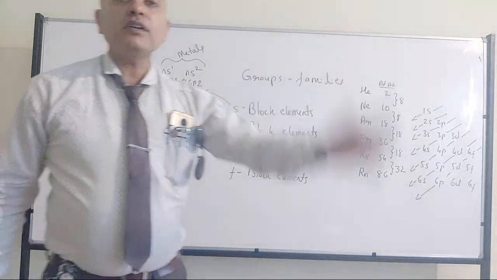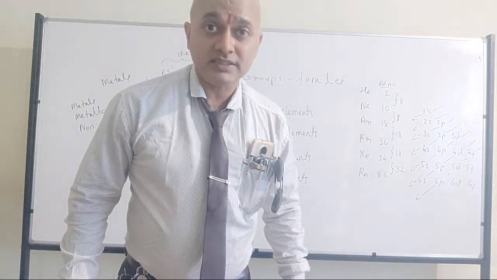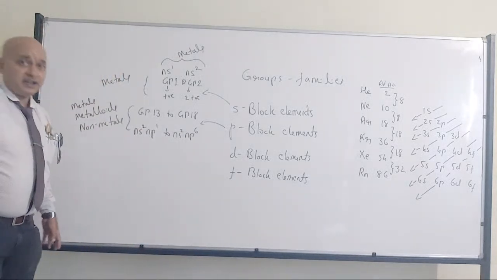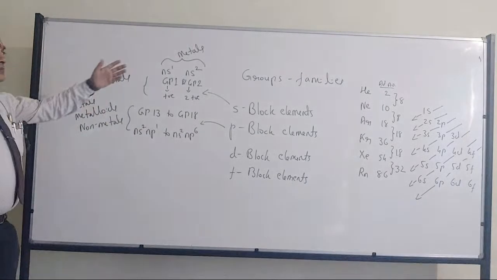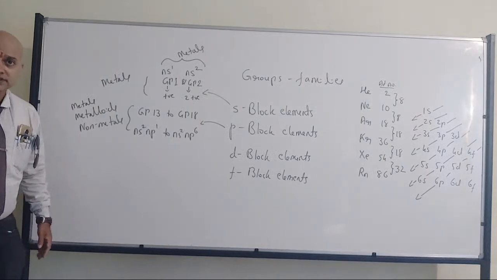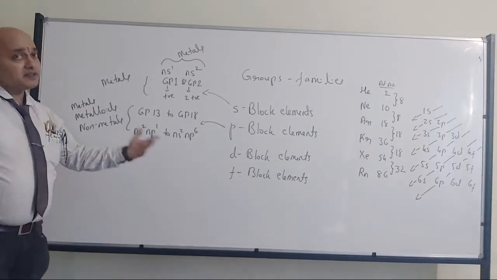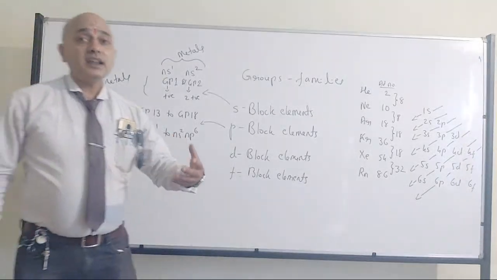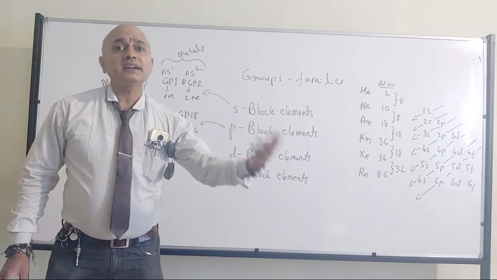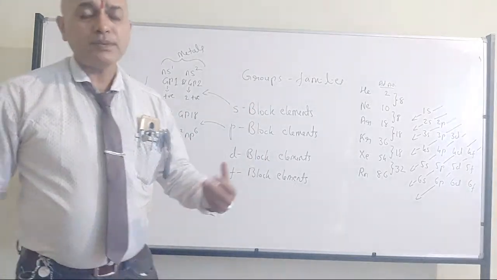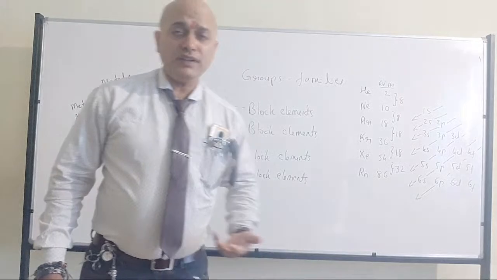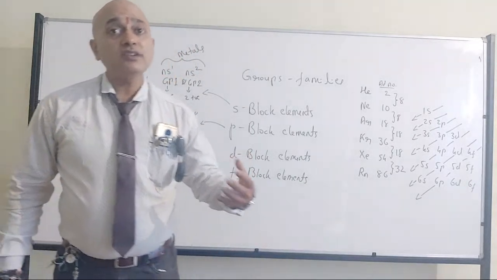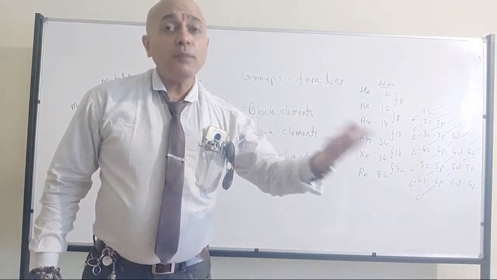Therefore, they can also be called representative elements. Sometimes even S block is called representative, but P block is called representative elements because they are representing all the categories of elements. Some people will say that representative elements means based on their reactivity, uniform nature.